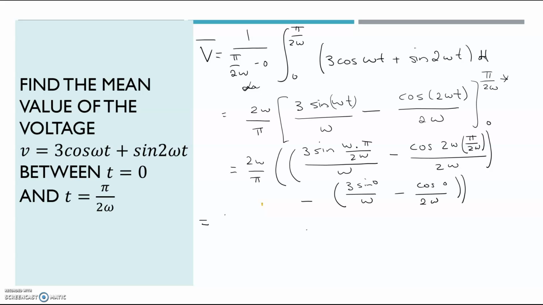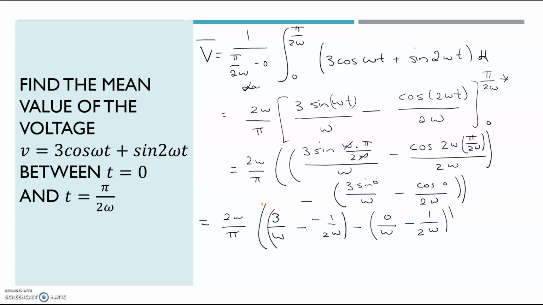Give myself some more space. 2 omega over pi times, okay, cancelling all that I can cancel, then I'm going to have 3 sine pi by 2, which is just 1, so it's 3 times 1, minus negative 1 over 2 omega, minus, now I'm going to do the same, it'll be 0 over omega, because sine 0 is 0, minus cos 0 is 1, so it'll be 1 over 2 omega.